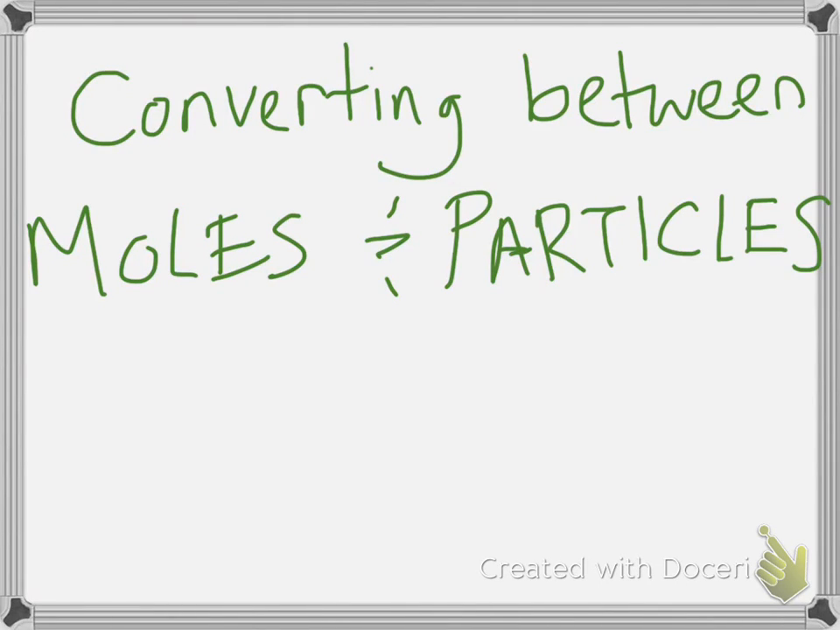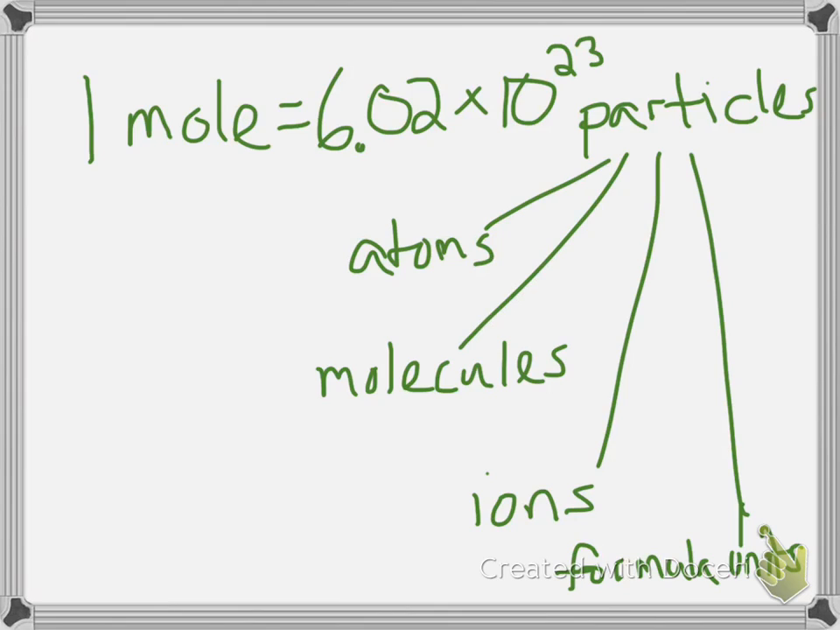In this video, you're going to learn how to convert between moles and particles. 1 mole is equal to 6.02 times 10 to the 23rd particles. A mole is a number, just like dozen means 12, mole means 6.02 times 10 to the 23rd. Now this is a huge number, so we only use it really to count particles.